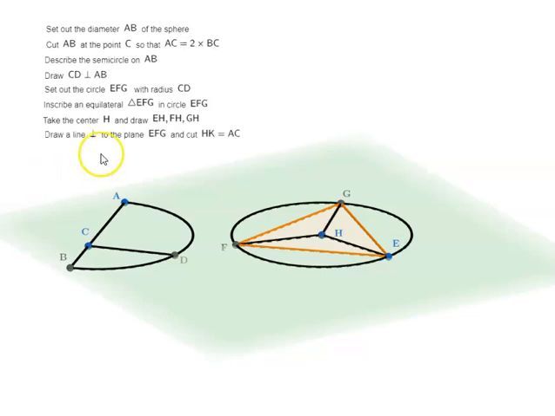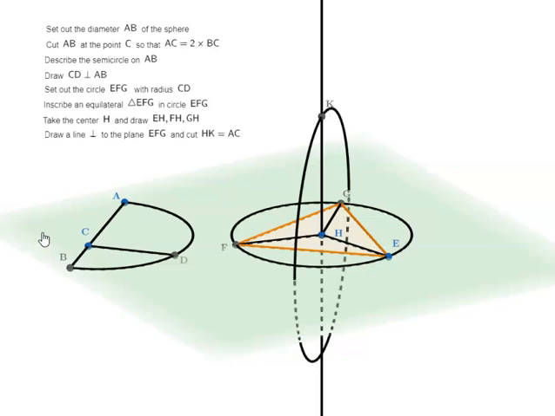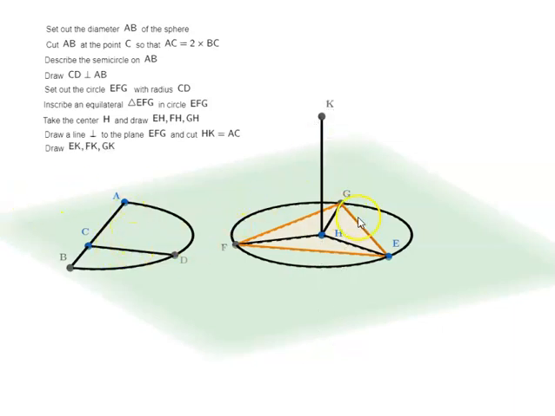Draw a line perpendicular to the plane of EFG and cut HK equal to AC. So let's draw a perpendicular line to the plane EFG. Let's mark a point, or rather, let's cut this line such that HK is equal to AC. Draw EK, FK and GK.